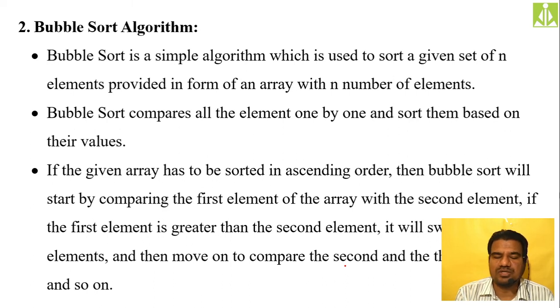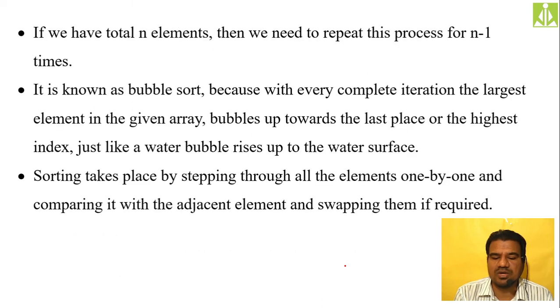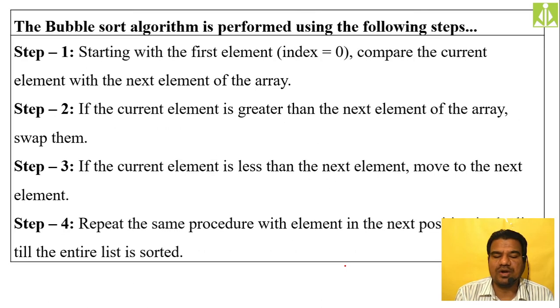Okay, whatever elements you have, simply apply this bubble sort algorithm to get the sorted list. Bubble sort compares all the elements one by one and sorts them based on their values. Again, all sorting techniques work based on their values only. So here is how we do the sorting. Starting with the first element, that is the index 0 element, compare the current element with the next element of the array, the adjacent element.